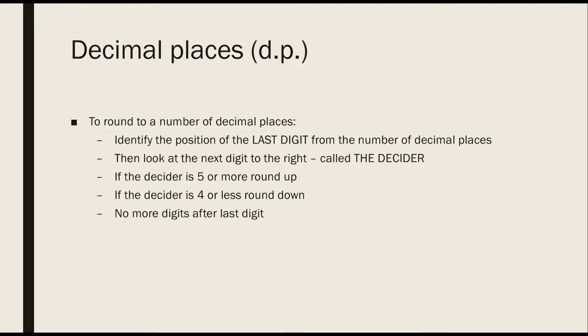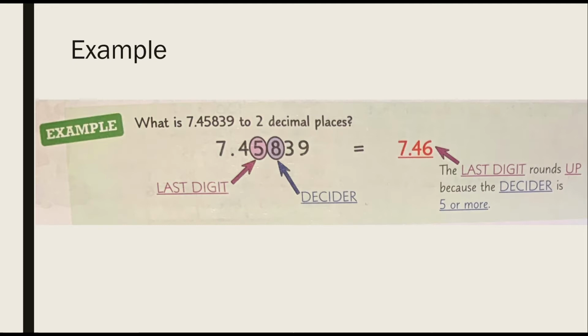Okay, so now we're going to be looking at an example. It says here, what is 7.45839 to two decimal places? So the last digit of the rounded number would be 7.45, that's it. And then the decider is therefore 8 because it's right after the last digit. Because the decider is 5 or more, you round up the last digit so it becomes 7.46 instead of 7.45.